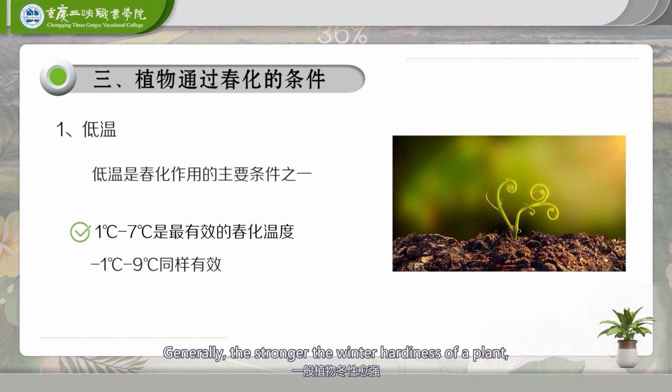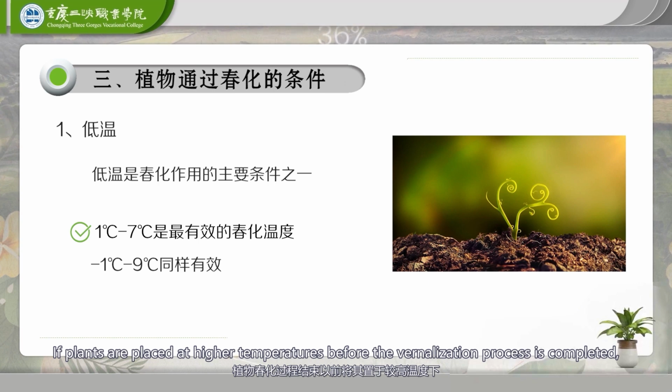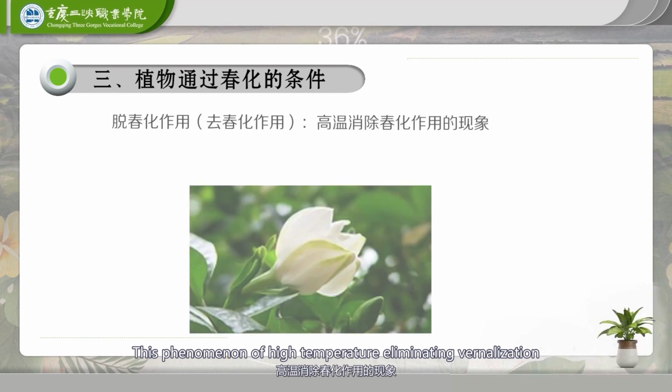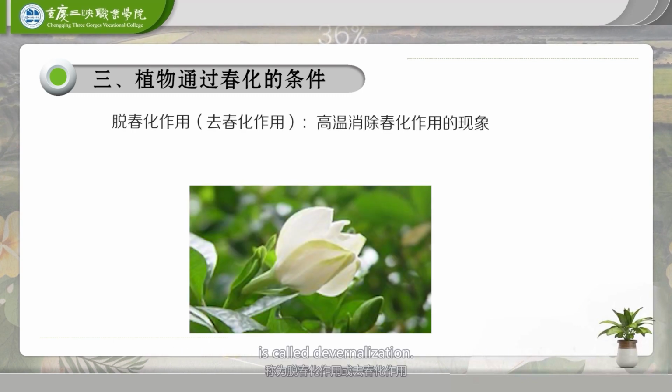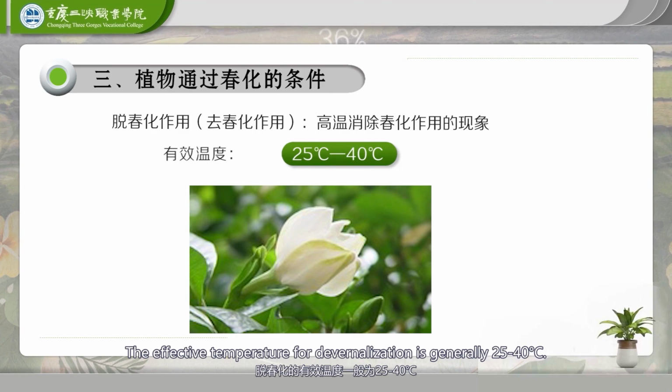Generally, the stronger the winter hardiness of a plant, the lower the required vernalization temperature, and the longer the vernalization time. If plants are placed at higher temperatures before the vernalization process is completed, the flowering-inducing effect of low temperature will be weakened or eliminated. This phenomenon of high temperature eliminating vernalization is called devernalization. The effective temperature for devernalization is generally 25 to 40 degrees Celsius.